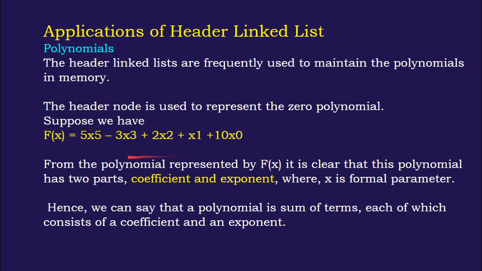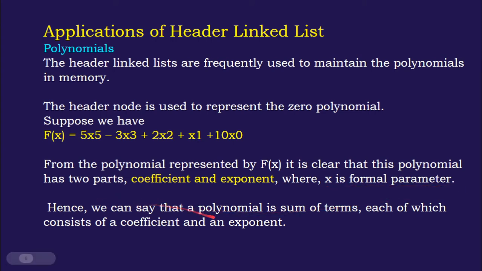If this is the case, how does this header linked list help to represent the polynomial? Let us see. From the polynomial representation of f of x, it is clear that the polynomial has two parts, coefficient and exponent. So here in this term, 5 is the coefficient and this 5 is the exponent, where x is the formal parameter.